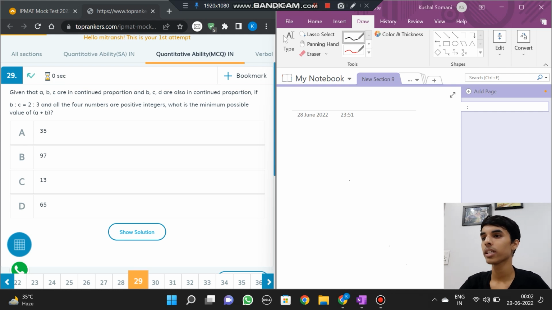So this question says that given that A, B, C are in geometric proportion and B, C, D are also in geometric proportion, if B is to C is 2 is to 3, and all the numbers are positive integers, what is the minimum possible value of A plus B? I think there is some error in the question. The actual value that is asked is A plus D. Okay, so B is to C is 2 is to 3.